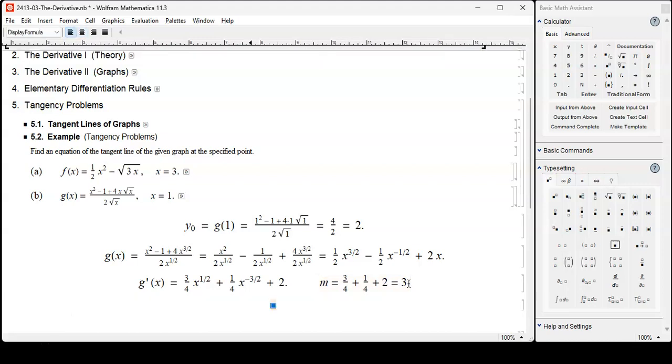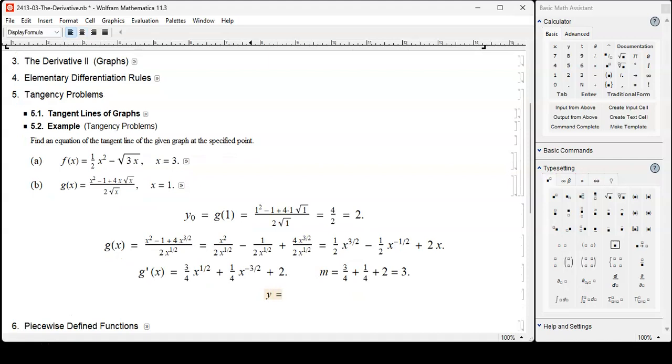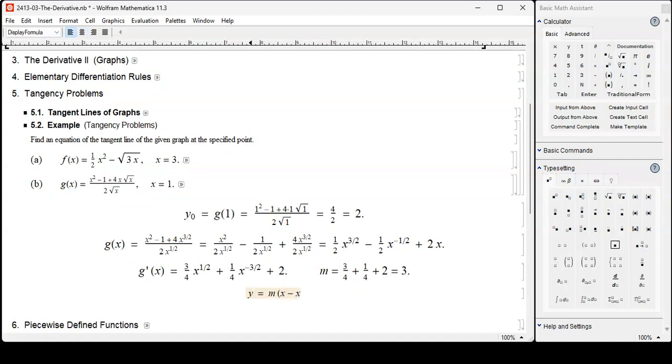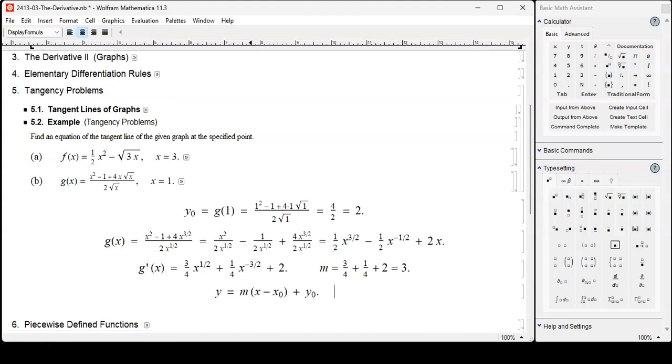As a result, the equation of the tangent line is m times x minus x naught plus y naught. That's a computation, isn't it? So y equals 3 times x minus 1 plus 2. That's the equation of the tangent line in the slope-point equation form.